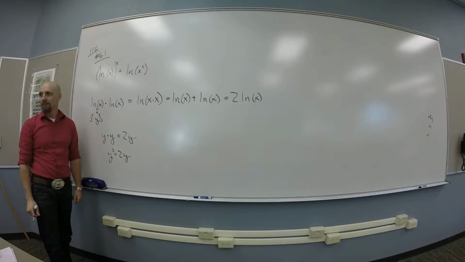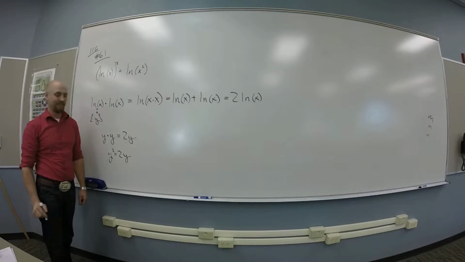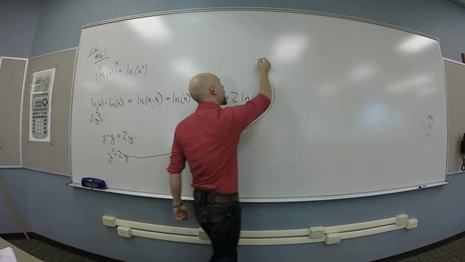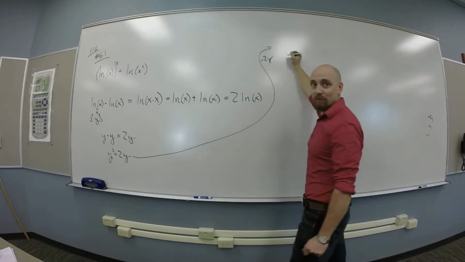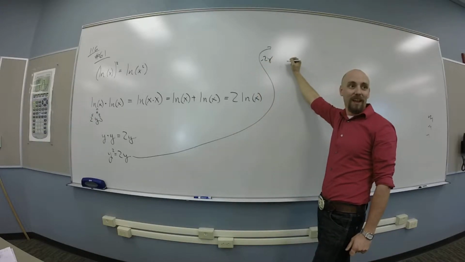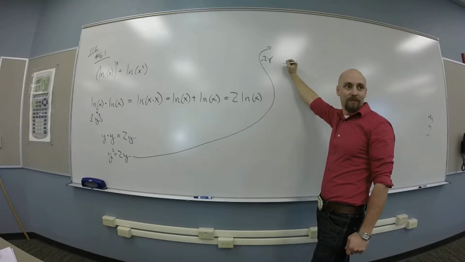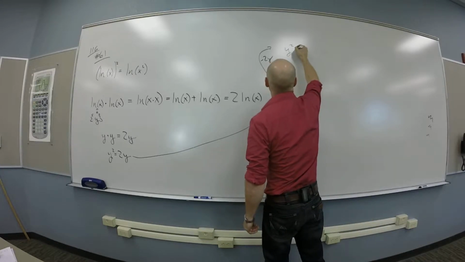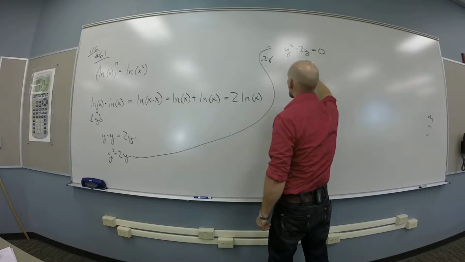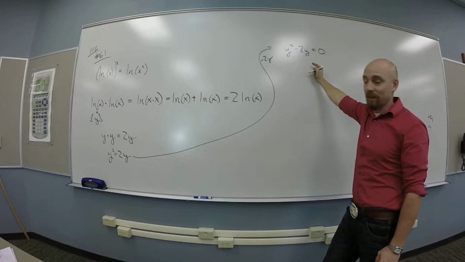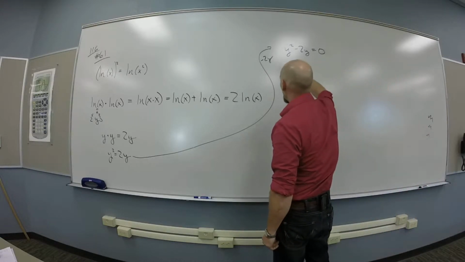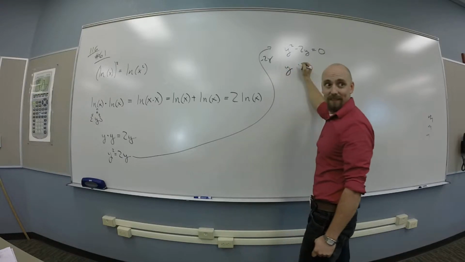That's a quadratic, right? Maybe if we subtract 2y from both sides, what do we get? y squared minus 2y is 0, right? Then what do I do? Break that apart.